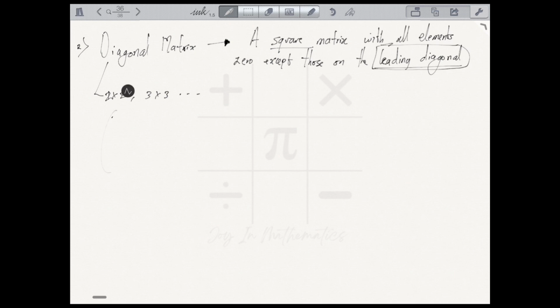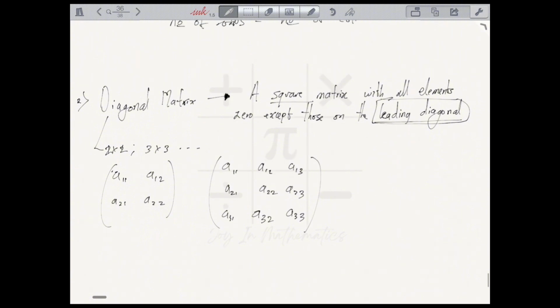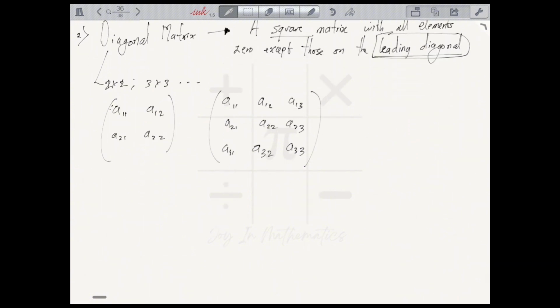So if I have a square matrix, let's say A11, A12, A21, A22, and likewise I have A11, A12, A13, A21, A22, A23, A31, A32, and A33. Now the leading diagonal starts from the top left and goes downwards. All right, leading diagonal. So in the same way, leading diagonal.